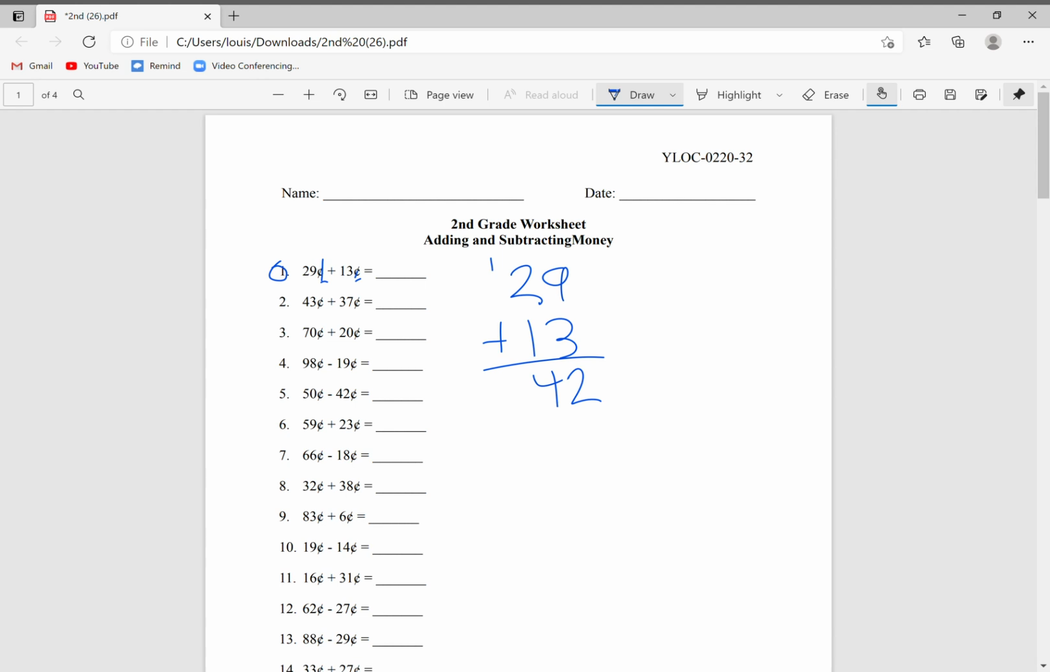Now, 42 is our answer, but we're not done yet. Because of the labels that they put, we must also put the labels as well. And that's pretty much your answer. Very simple, and essentially the same thing as adding.